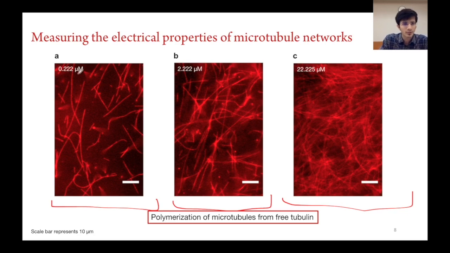Note that most experiments on the electrical properties have been done at 0.22 micromolar, but the concentration inside our bodies is at least 20 micromolar, right? It's between 20 and 120 micromolar. So there's a big difference between what has been experimentally done, which is at least 2 orders of magnitude off, compared to what actually exists in our bodies. So I wanted to have these 3 different concentrations, 0.22, 2.2, and 22, to really just understand how microtubule concentration affects the electrical properties as a network.